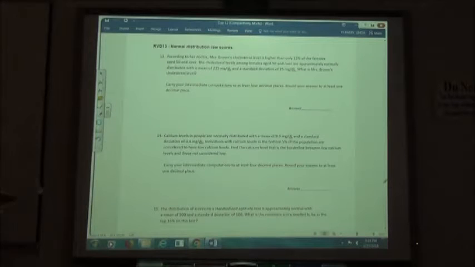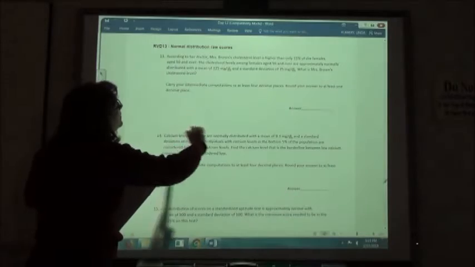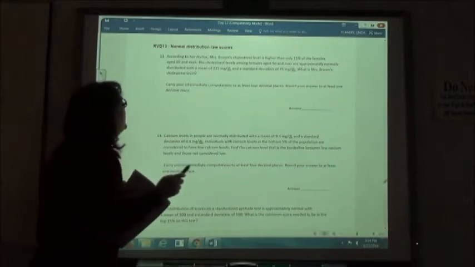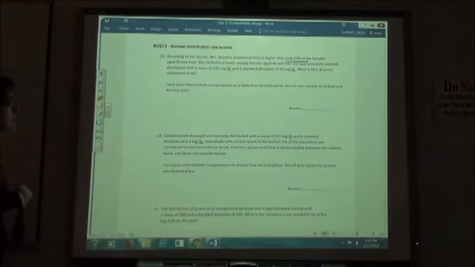So what we're going to do, figure out first of all, is that here it says only 15% of the females have a higher cholesterol level than she does. So first of all, we have to do 1 minus that.